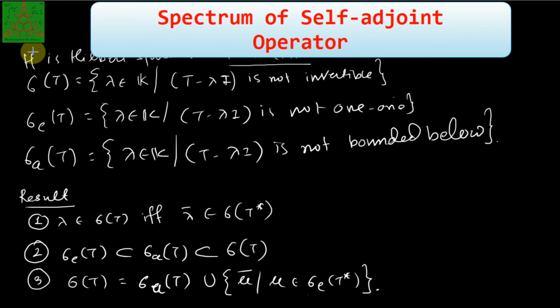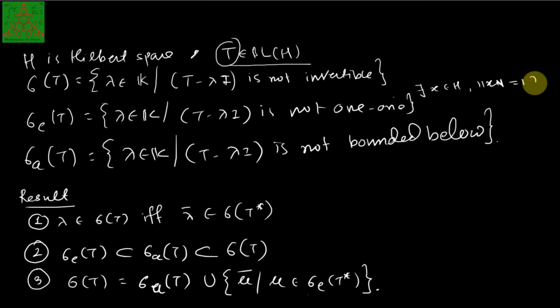If H is a Hilbert space, and T is a bounded linear operator, then we have defined a spectrum. A spectrum of T is defined as the set of all scalars lambda such that T minus lambda I is not invertible. The eigen spectrum is defined as the set of all scalars such that T minus lambda I is not 1-1, which is equivalent to saying that the kernel is not 0, which also says that there exists some element x in H such that norm of x is 1 and T minus lambda I x is 0.